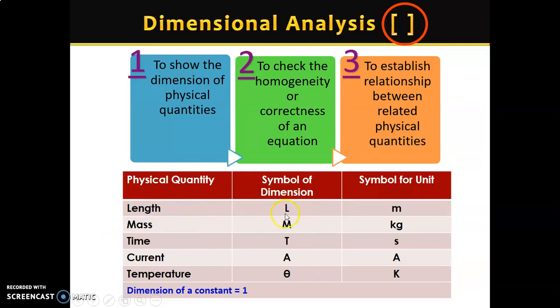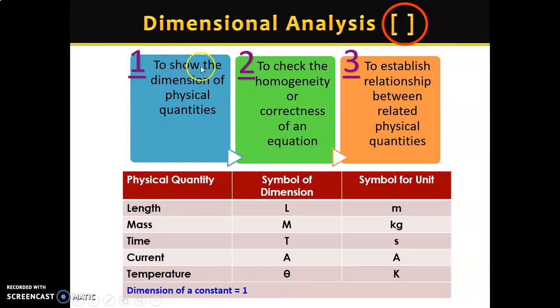Now you have to memorize the unit for dimension L is meter. Dimension for mass is capital M and capital M always represent the unit of kg. Another thing you have to memorize is that the dimension of any number or dimension of any constant is always equal to 1. Now, there are 3 purposes of using dimensional analysis.